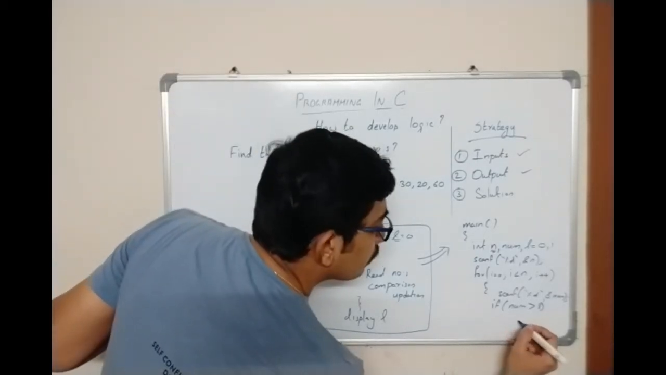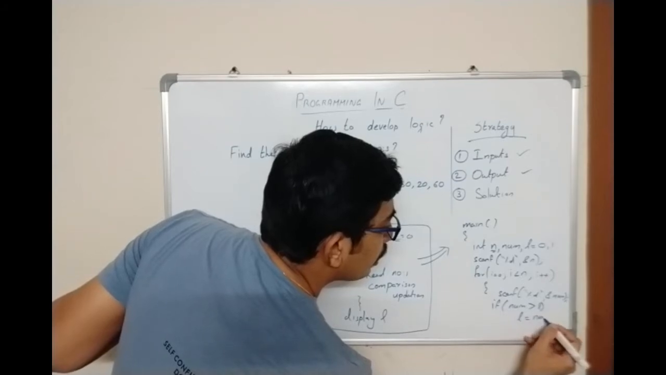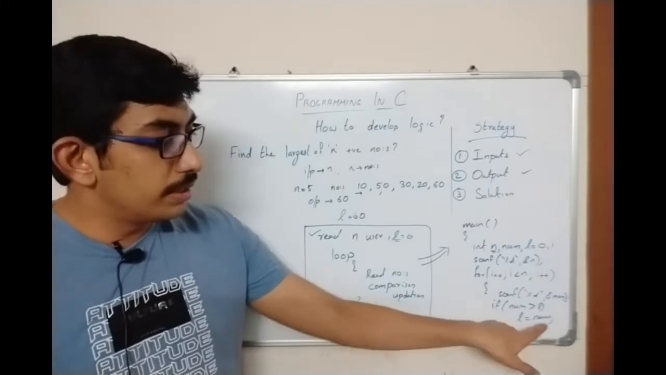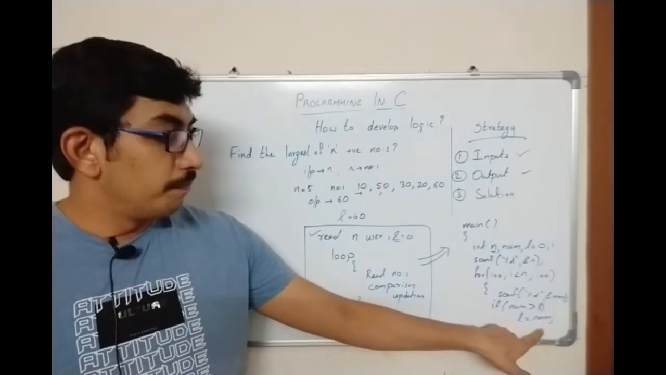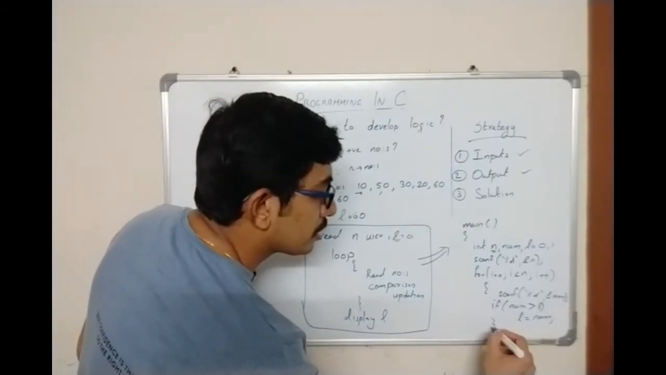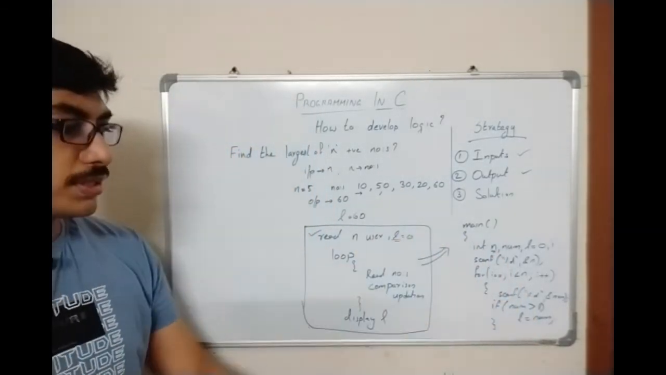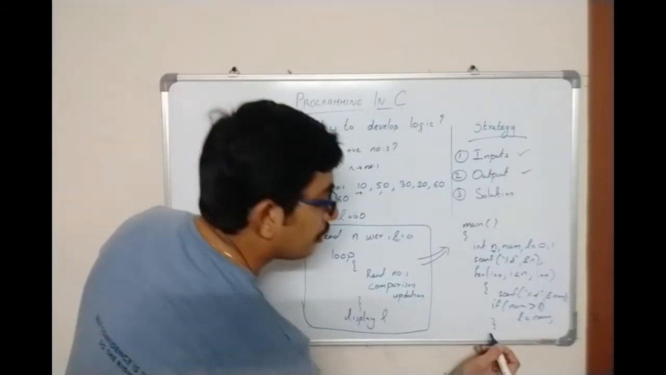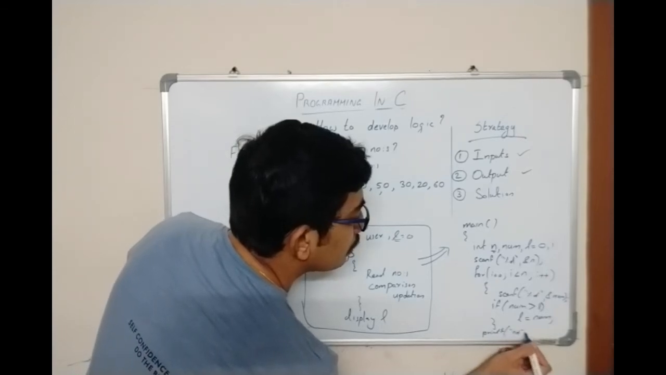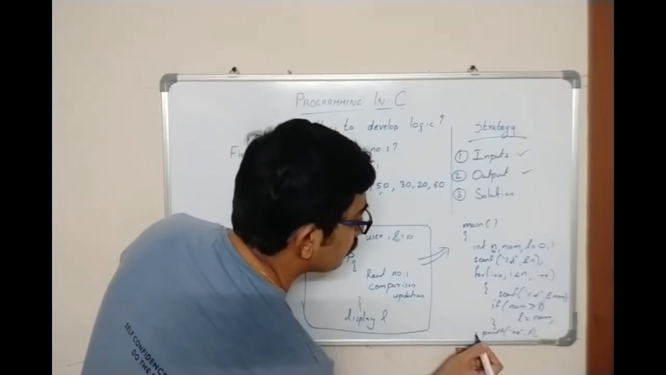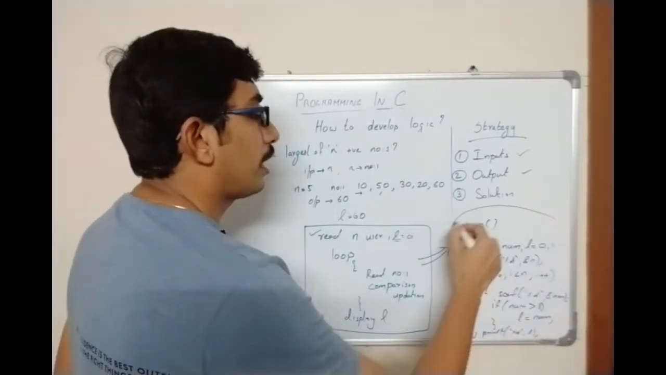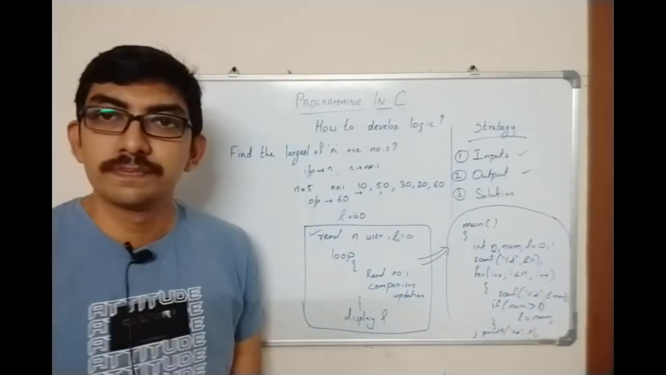What will be the updation? You will set num as the new larger number, so L = num. Otherwise, there is no need for any operation. These are the statements inside the for loop, and outside the for loop you can just print the value with printf("%d", L). So this will be the program for finding the largest of n numbers.